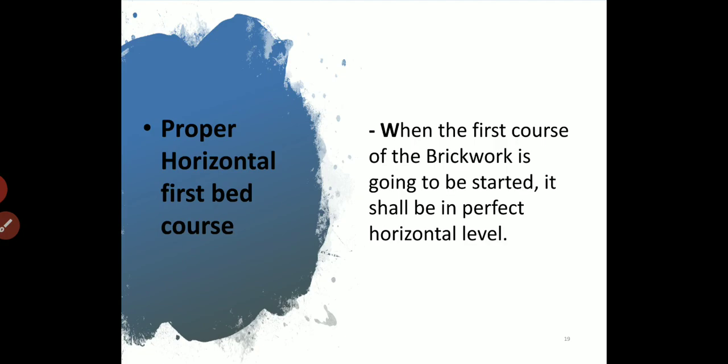The next is proper horizontal first bed course. When the first course of the brickwork is going to be started, it shall be in perfect horizontal level. This would be done by filling enough mortar to the bed course to even the undulations, and the first course of the brickwork must always be carefully watched by the supervisor or a site engineer to ensure the perfect horizontal axis. This ensures the proper horizontal level of all successive brickwork courses. Okay, so as a site engineer, your first duty is to check whether the bed is properly horizontal or not.